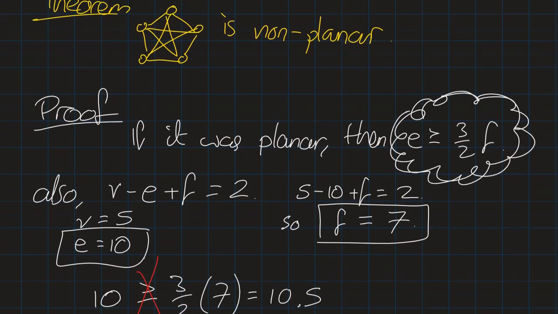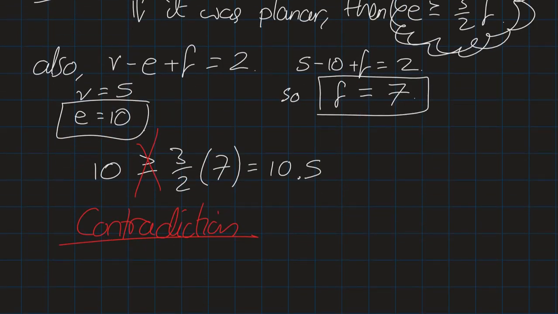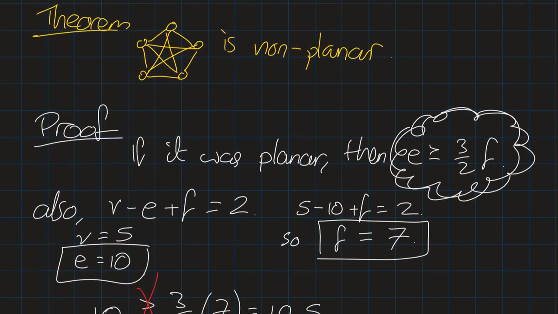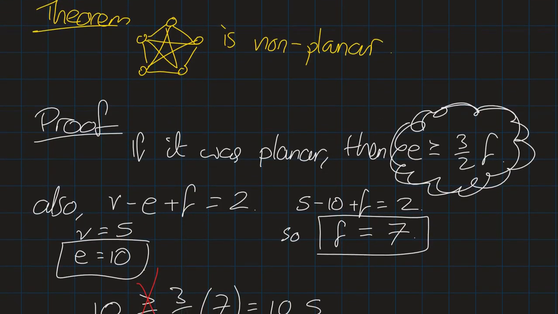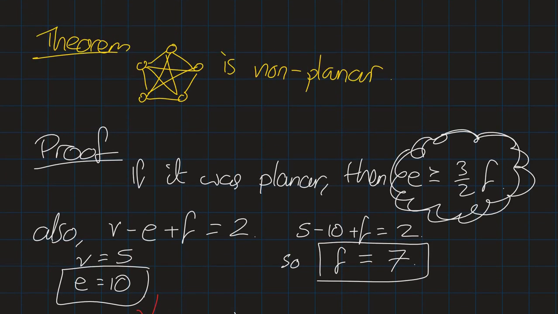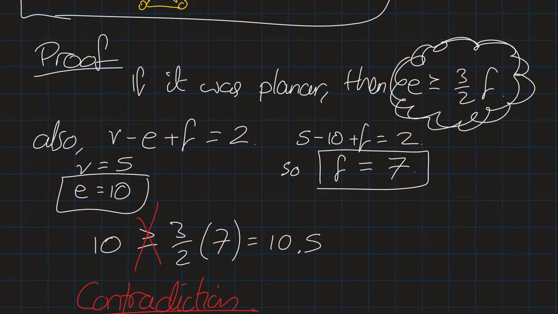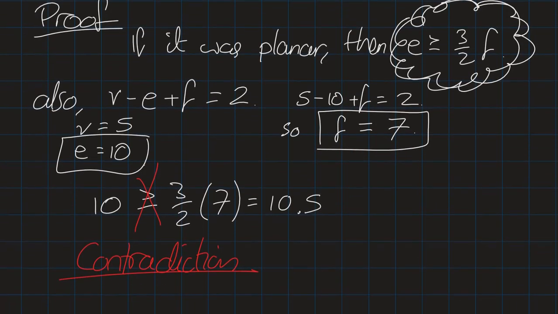It's an abstract proof. It's what you call a proof by contradiction. That's the end of this proof, showing that the pentagram is non-planar. Like I said at the beginning, the proof of this fact won't be examined. It's sufficient that you just know the theorem without the proof. But this is how you go about showing graphs are non-planar. It's not an easy thing to do. That's the end of this video.